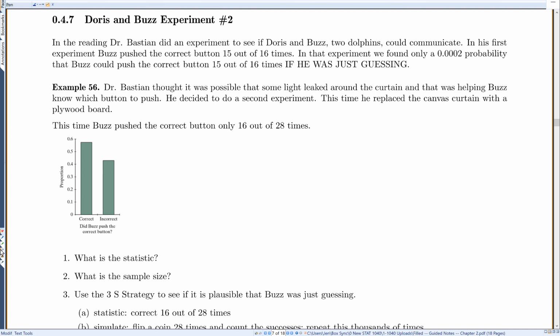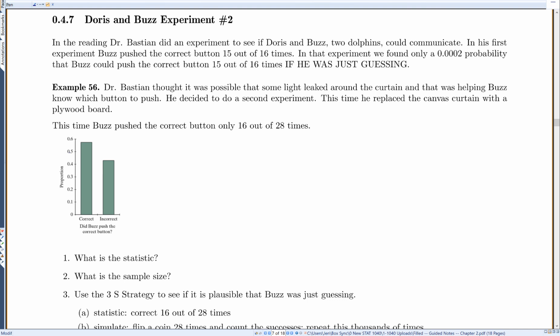Now, Dr. Bastian thought it was possible that some light leaked around the curtain, and that was helping Buzz know which button to push. So he decided to do a second experiment. This time, he replaced the canvas curtain with a plywood board. This time, Buzz pushed the correct button only 16 out of 28 times. Okay, and you can see we summarize it in this bar chart. He was correct 16 out of 28 times, or if you change that to a proportion, it was somewhere around 0.58. We'll calculate that exactly.